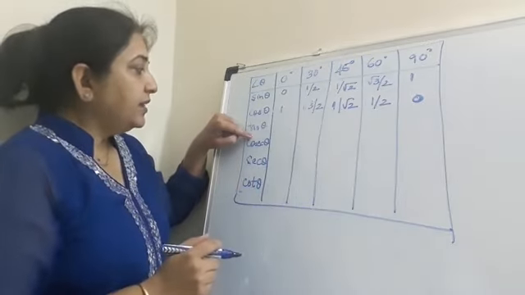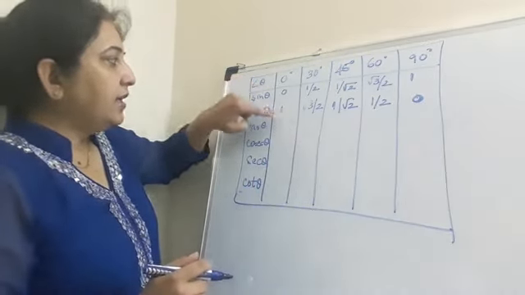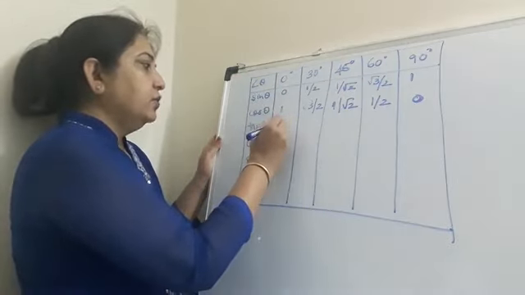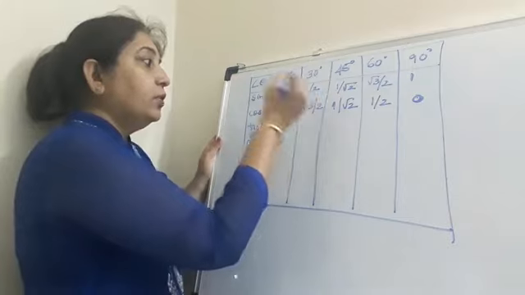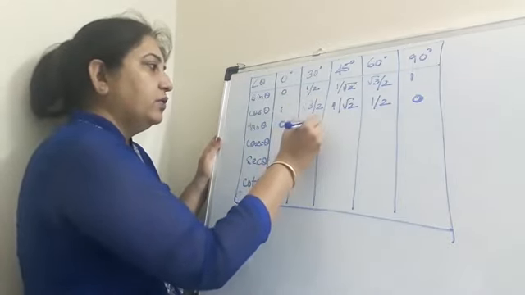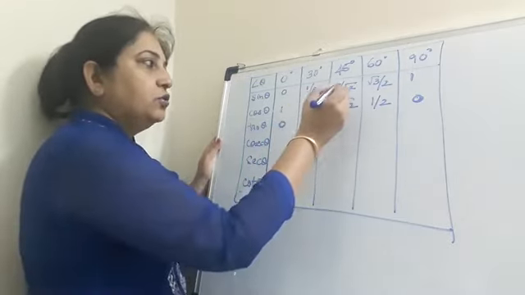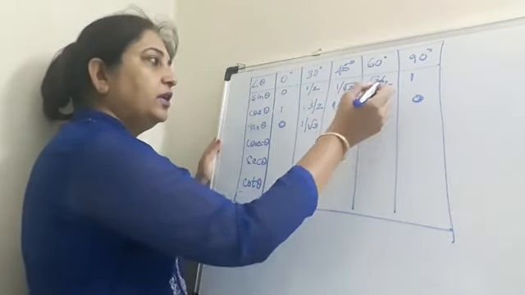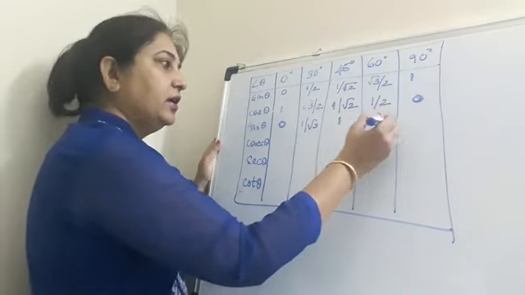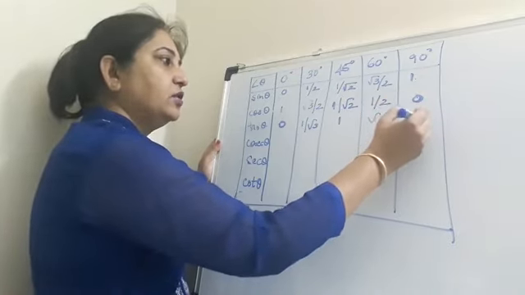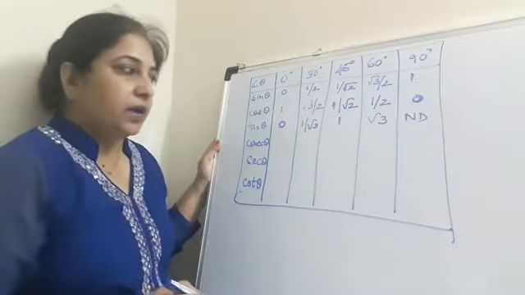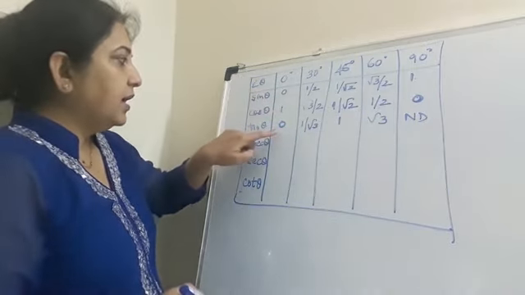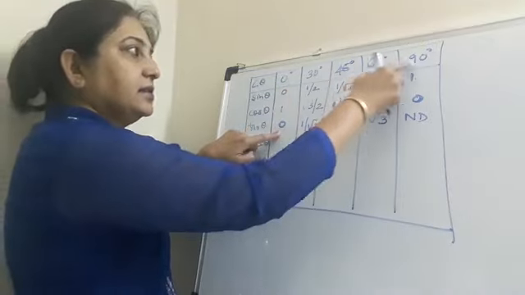Now you know that tan theta is equal to sin theta upon cos theta. So therefore 0 upon 1 means 0. 1 by 2 upon root 3 by 2 will give you 1 by root 3. 1 by root 2 upon 1 by root 2 will give you 1. Root 3 by 2 divided by 1 by 2 will give you root 3, and 1 upon 0 is not defined. Okay, so this is the complete sin theta, cos theta and tan theta for these specific angles.